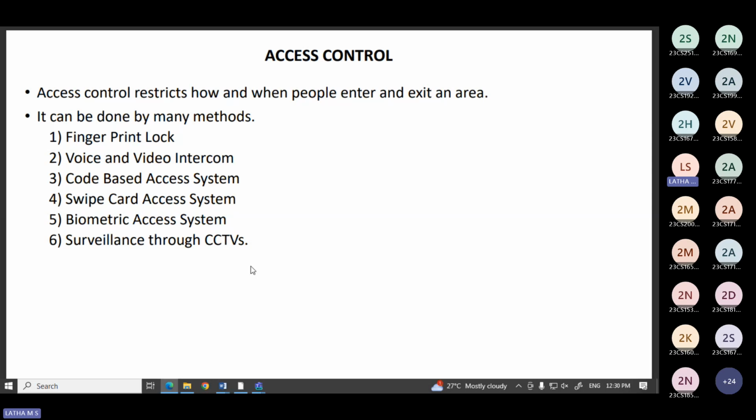Then voice and video intercom, code-based access system, swipe card, biometric, surveillance through CCTVs. All these are access control. That means these are being introduced to convert the building into a smart building. It is not only for commercial buildings I'm talking about, even for domestic usage we look for it because we ensure the safety and security of our building. Because we are working eight hours here and we are worried about our property, that someone should not take it away. They should not break down the door and get in. So there will be high security involved. Therefore, I'm sitting here and telling that yes, I'm safe.